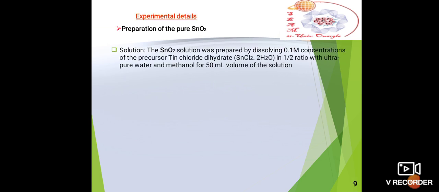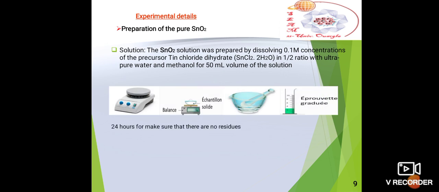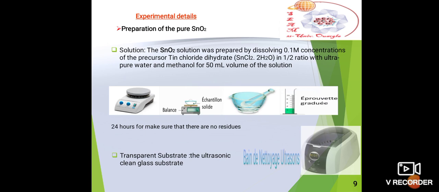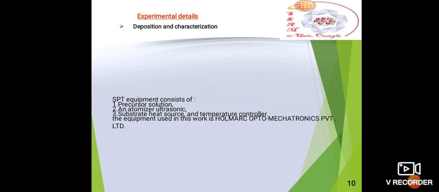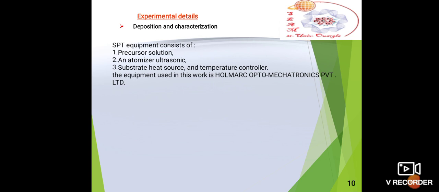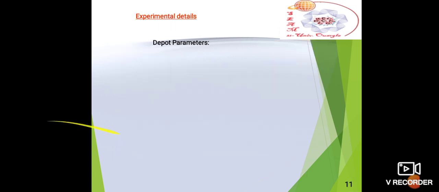Experimental details. Preparation of pure tin oxide: it was prepared by dissolving 0.1 mole concentration of the precursor tin chloride dihydrate in a half ratio of ultra pure water and methanol for 50 milliliter volume of the solution. Deposition and characterization. The spray pyrolysis technique equipment consists of precursor solution, an ultrasonic atomizer, substrate heat source, and temperature controller. The equipment used in this work is Holmarc.